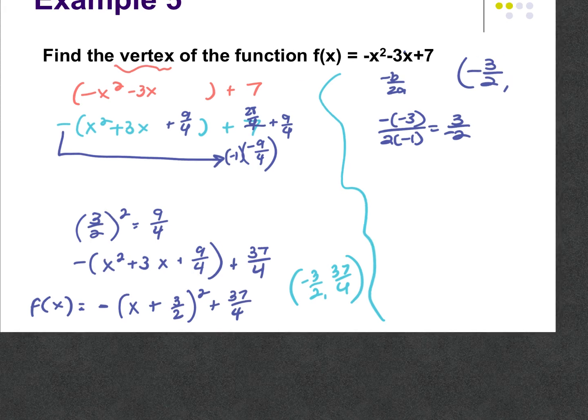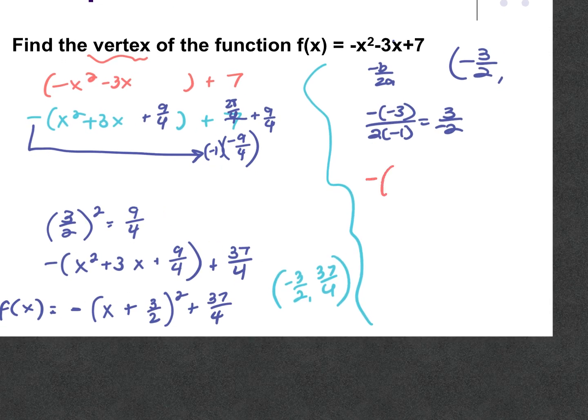Then I have to plug that back in. So negative 3 halves squared minus 3 times negative 3 halves plus 7. Wait, I'm sorry. The negative 3/2, you plugged it back into x. Yep. Now I'm going to find the y, which is the k. And how did you know that was your h? Negative b over 2a is your h. Oh. Yep. So negative 9/4 plus 9 halves plus 7.